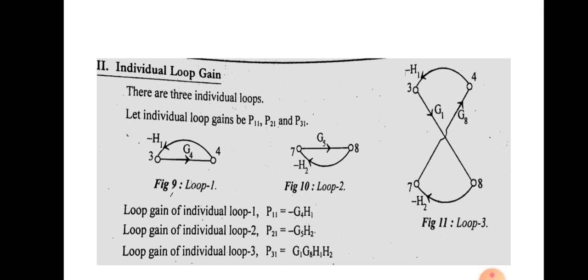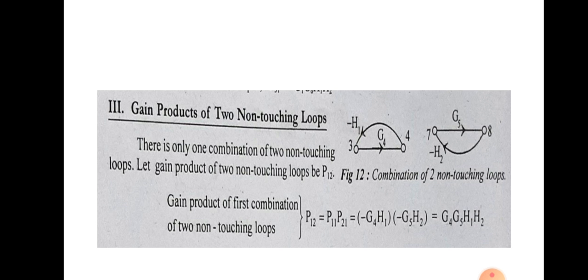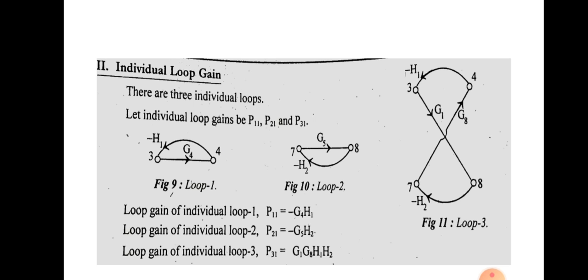And the next step is to find out the non-touching loops, that is, the gain products of two non-touching loops. Here you can see that there are 3 loops. The first loop is constituted by the nodes 3 and 4, the second loop is constituted by the nodes 7 and 8, and the third loop is constituted by the nodes 3, 4, 7, 8.